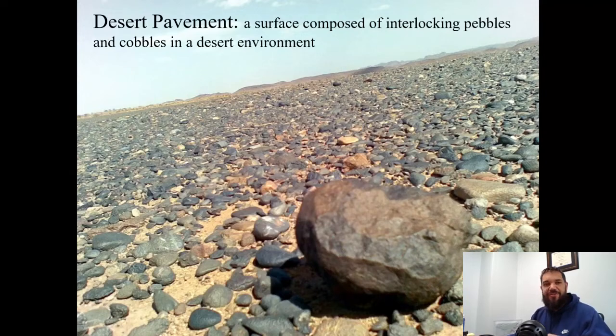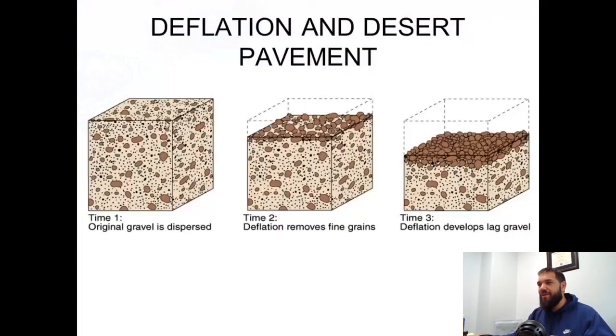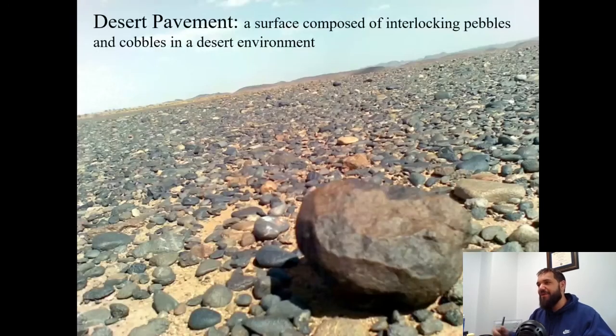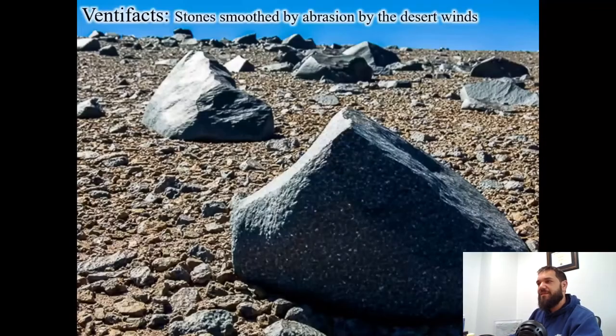A lot of times deserts have things called desert pavement, where all the sand and silt gets blown out of the sediment, and you get left with just this deflation of gravel. So that's why, as you go around, it looks almost like somebody laid down cobblestones in the desert, but it's just because all the silt and sand got blown off, and all that's left is cobbles.